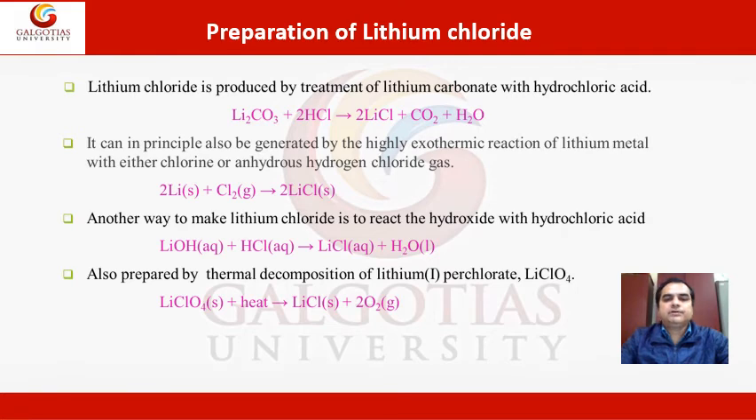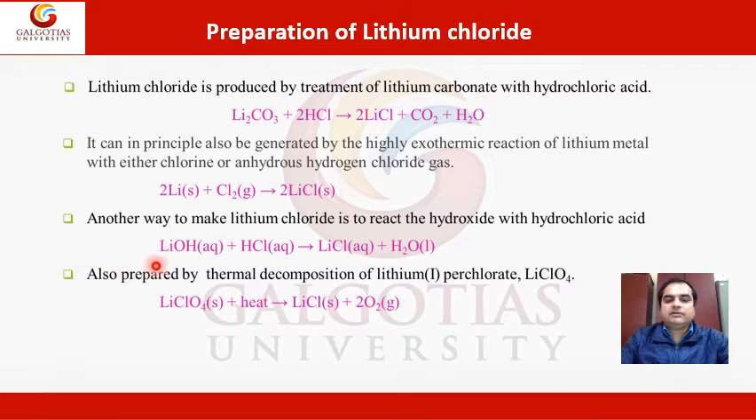Now let us discuss the preparation methods of lithium chloride. The first method is that lithium chloride is produced by the treatment of lithium carbonate with hydrochloric acid. When we react both, we get the lithium chloride salt. The second method is a highly exothermic reaction between solid lithium and chlorine gas, which produces LiCl as a white crystalline solid.